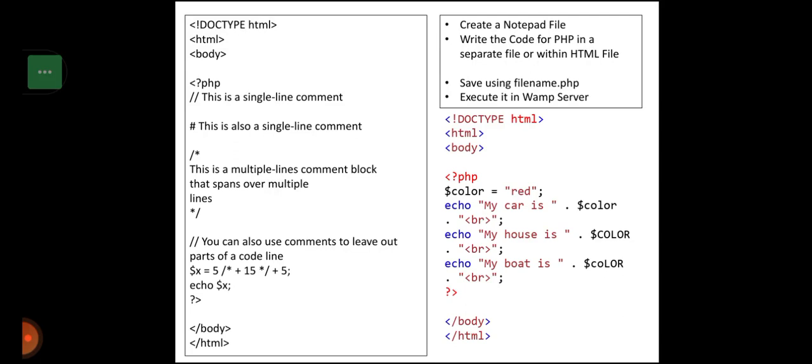Toggle case. So we know that a variable is case sensitive. The way you declare it, the same way you have to use it. Otherwise the value will not be printed. So here the variable is declared in lowercase, so while you are using that variable, the same format will work.